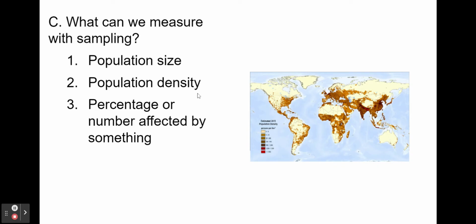Population density is one that comes with a formula. Go ahead and write down this formula to the right of where you wrote down population density. Population density equals the total number of individuals divided by the area that they're in.